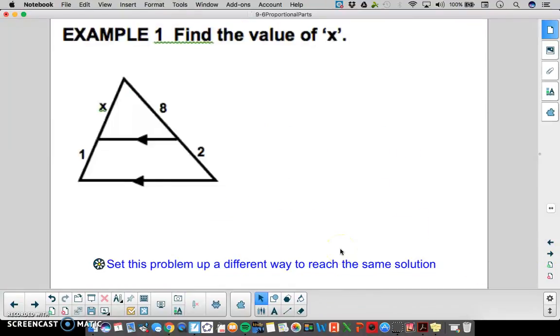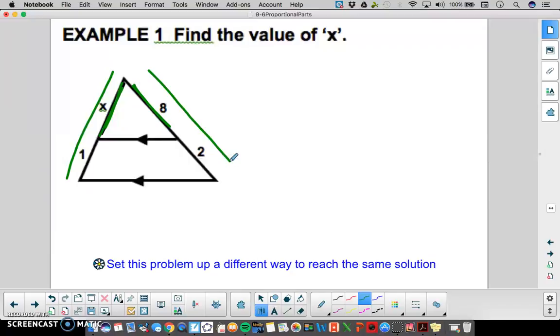Okay, in example 1, we want to find the value of x, so we're going to use the triangle proportionality theorem. So I'm going to set up a proportion to solve this. One way I could set this up is to look at the pieces. So I have the piece that's x. Let me choose a different color. The piece that's x over the whole. The piece that's 8 over the whole.